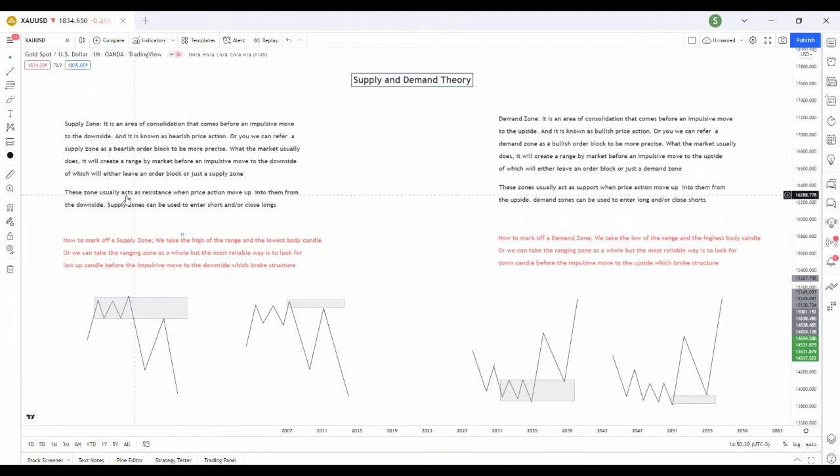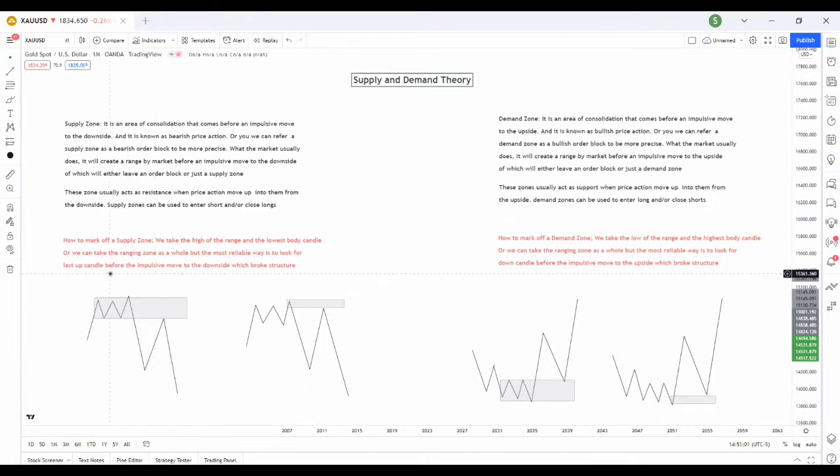Now these zones act as resistance when price moves up into them from the downside, and they can be used to enter short positions and close longs. What I mean by that is, if you have your buy positions and the market is moving up into your supply zone, you can close those buys and then take your sell positions.